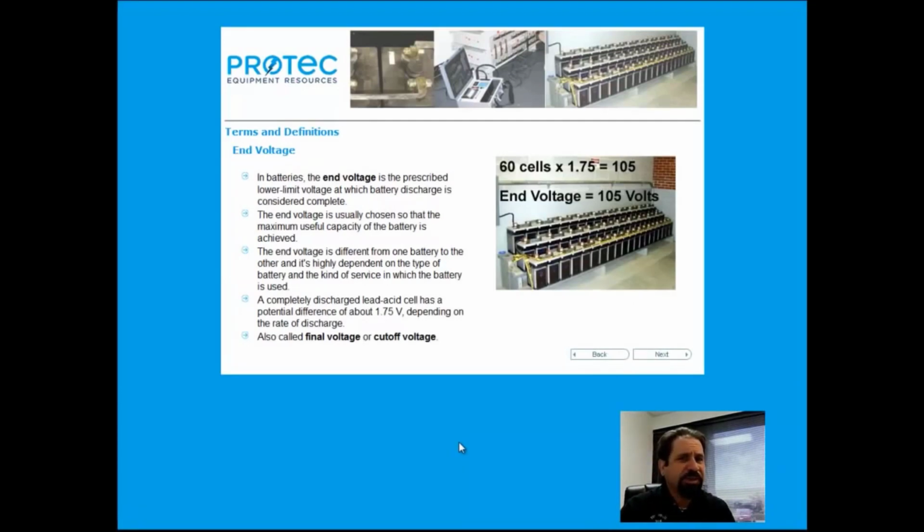The term end voltage. In batteries, the end voltage is the prescribed lower limit voltage at which battery discharge is considered complete. The end voltage is usually chosen so that the maximum useful capacity of the battery is achieved. The end voltage is different from one battery to the other and is highly dependent upon the type of battery and the kind of service in which the battery is used. A completely discharged lead-acid cell has a potential difference of about 1.75 volts, depending on the rate of discharge. Other terms commonly used for end voltage are final voltage and/or cutoff voltage.